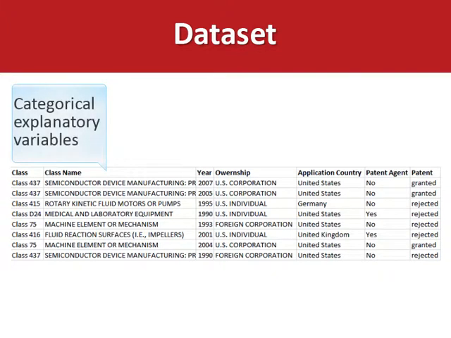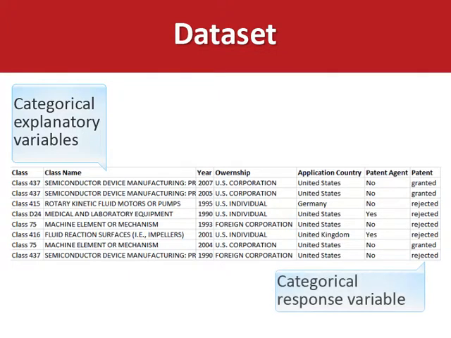First of all, a lot of the explanatory variables are categorical. Now, this isn't necessarily a problem in linear regression, but it does create a bit of work. The second thing is that the response variable is categorical, and we don't have the skills, at least with what we've seen with linear regression, to deal with a categorical yes, no, granted, not granted response variable.